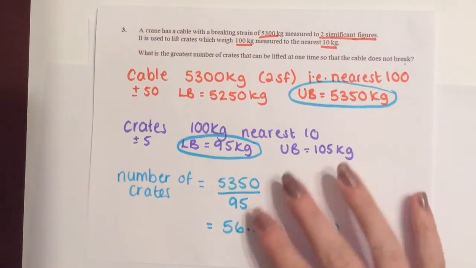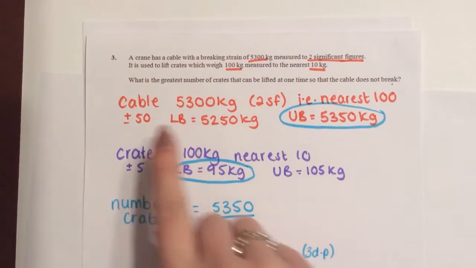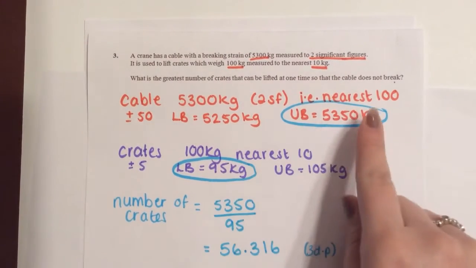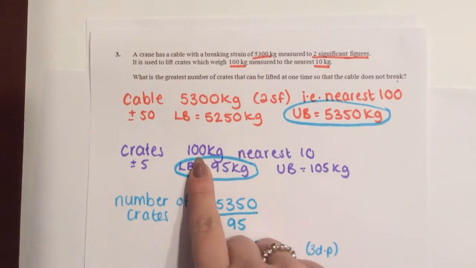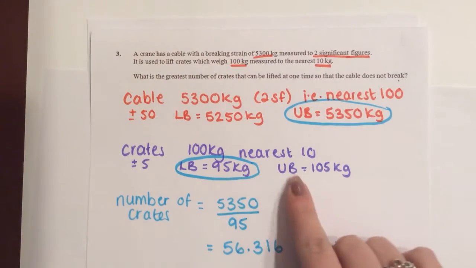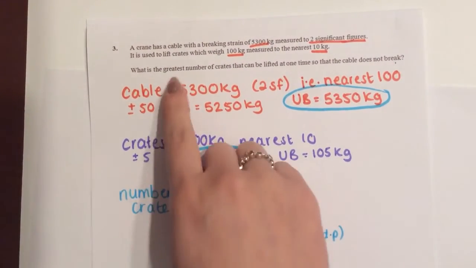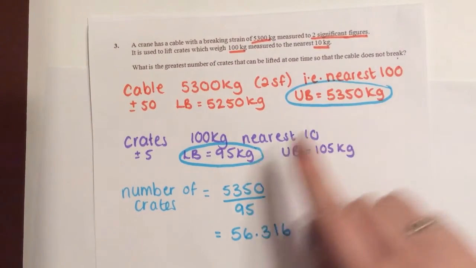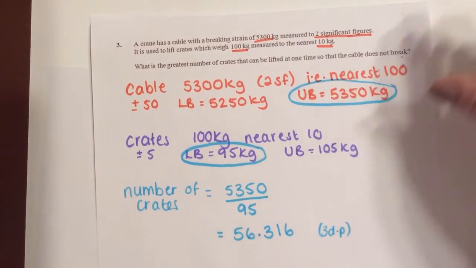We've got a cable, 5,300 kilograms to the nearest 100, so that's plus or minus 50, leaving a lower bound of 5,250 and an upper bound of 5,350. The crates are 100 kilograms to the nearest 10, so we plus or minus 5 with a lower bound of 95 and an upper bound of 105. The number of crates then we want is the greatest number. So we take the largest number divided by the smallest number to give us 56.316.